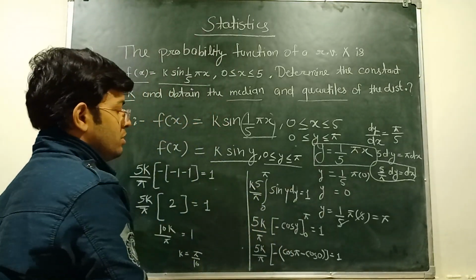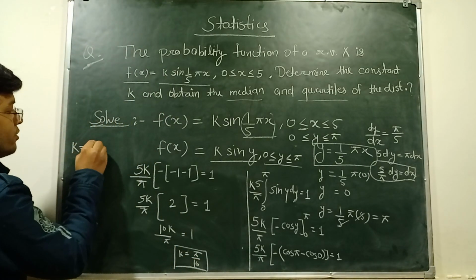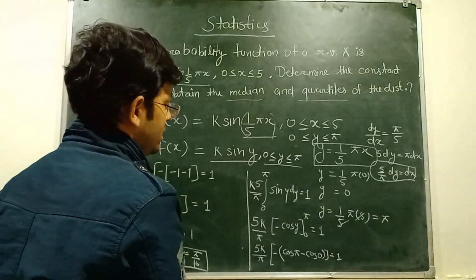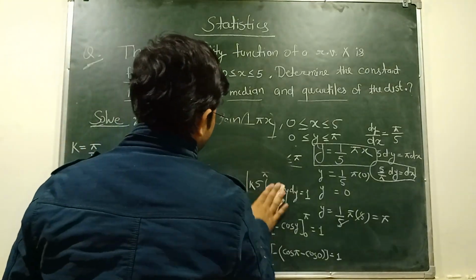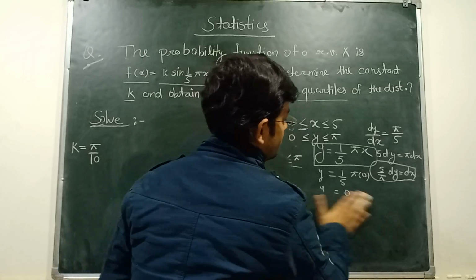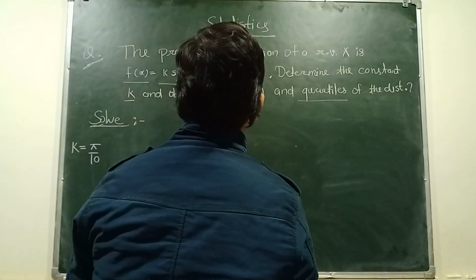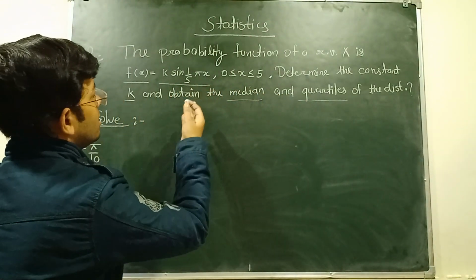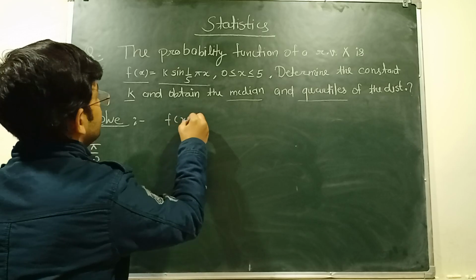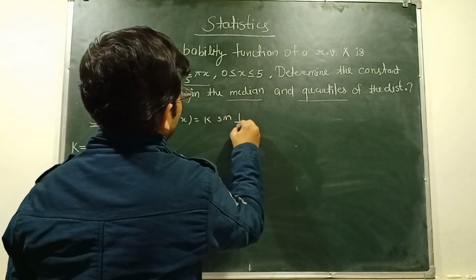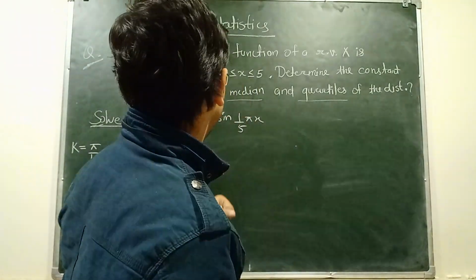And now we can also find median values. So we have the value of k, so we can write here the value of k is equal to pi upon 10. Now the term is finding of median. So how to find median? Suppose that we are given the term f(x) is equal to k sine 1 upon 5 pi x. Okay, this is the function f(x).